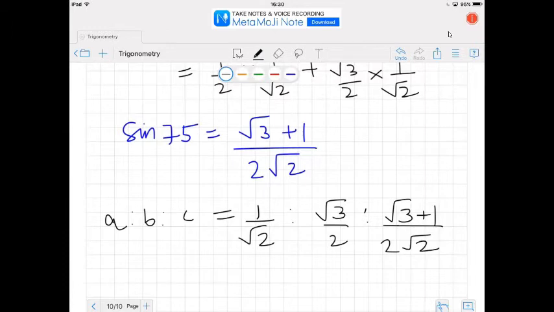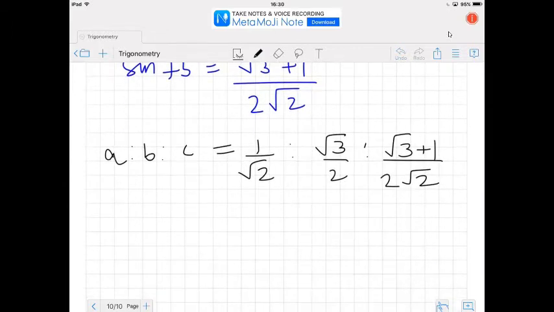But this doesn't look very good, you know. So I'm going to take the common LCM, okay, and I'm going to just simplify the answer, okay. So I'll take the common LCM here. So I'll multiply 2 for the first term.